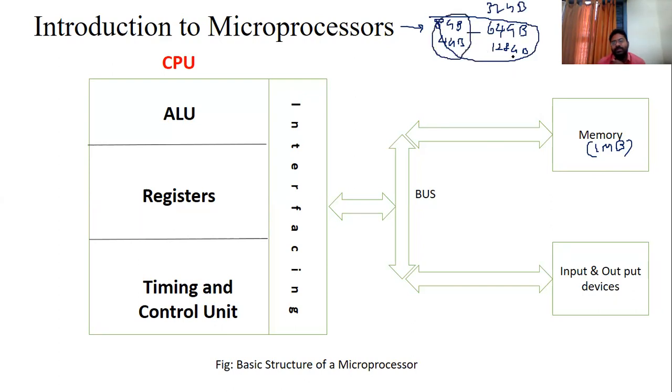The memory size is 64 GB or 128 GB. Now we can see the memory size of the microprocessor is only 1 MB. Why is it only 1 MB? Why not 128 GB or 64 GB? There are so many factors out there.